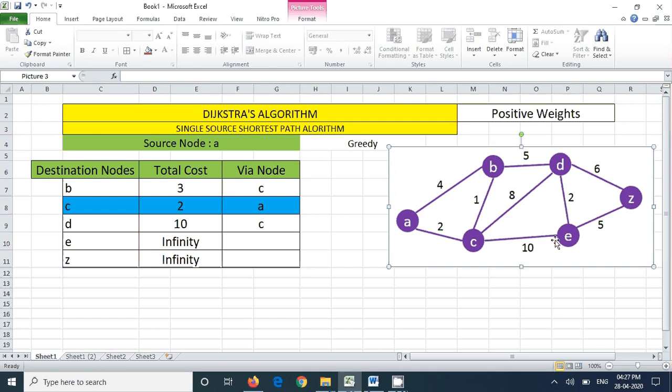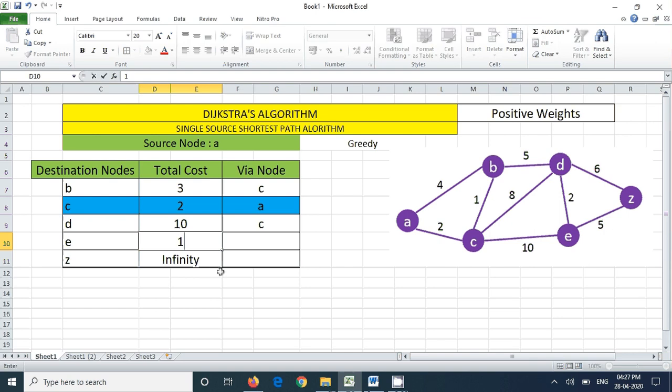Then C can go to E with the cost of 10. E is also infinity. So C can go to E with the cost of 10. To come to C is 2. 2 plus 10, 12. 12 is less than infinity. So I am putting 12. The via node is C. So then that's a possibility. B, D, E are updated. This replaced the infinity. This replaced the 4. This replaced the infinity. So likewise, we have updated the table.